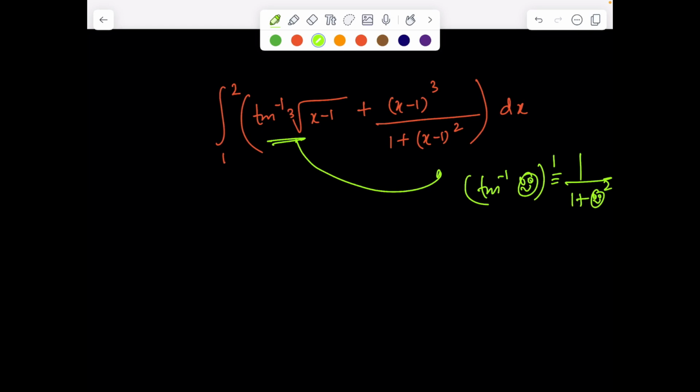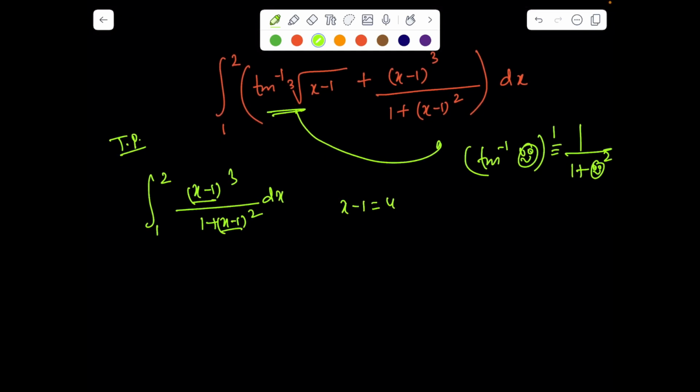Possibly one of the ways to start is to handle the second expression, the integral of (x minus 1) whole cube by 1 plus (x minus 1) whole square. The first motivation is to make a substitution of x minus 1 equals u because it's appearing everywhere in the problem. That makes our problem, from 0 to 1, u cube by 1 plus u square du.